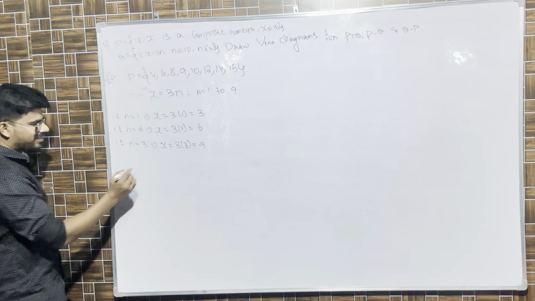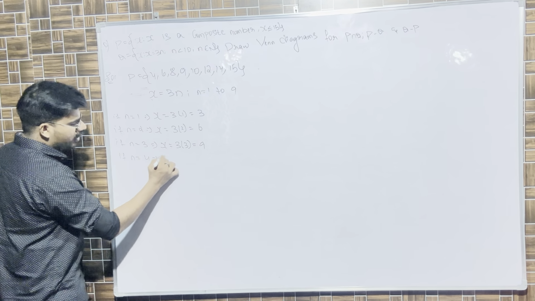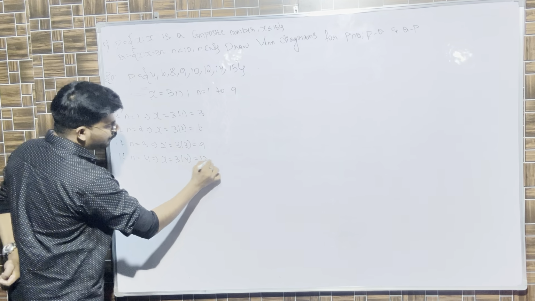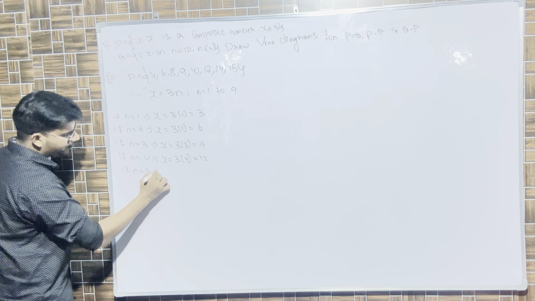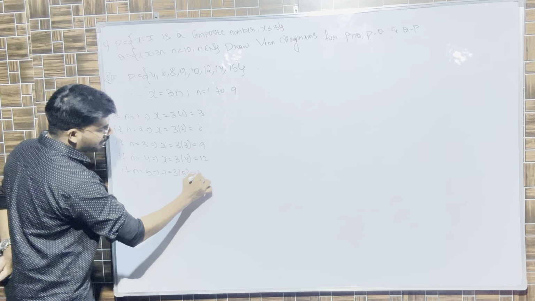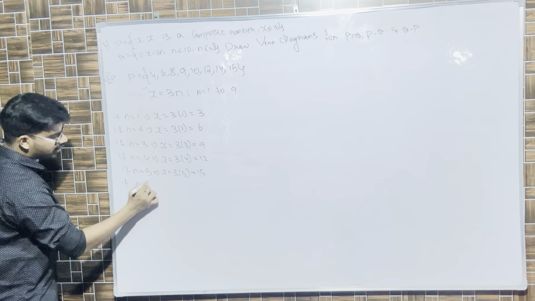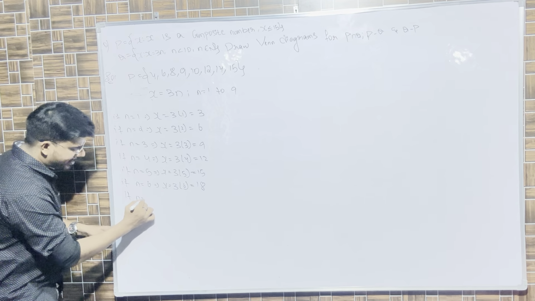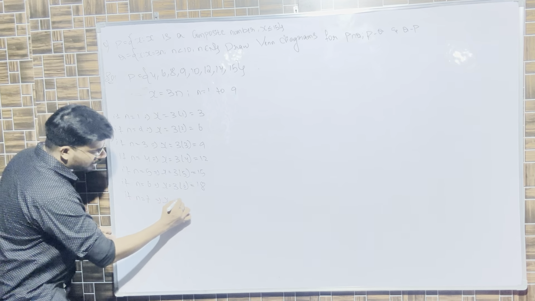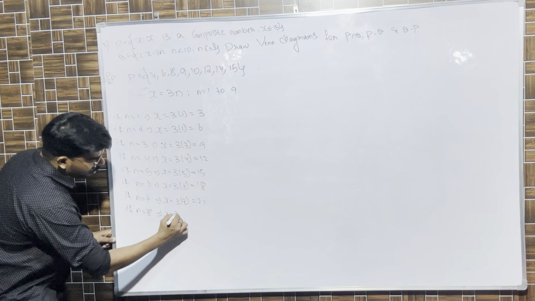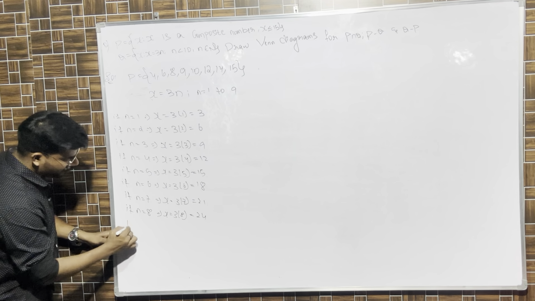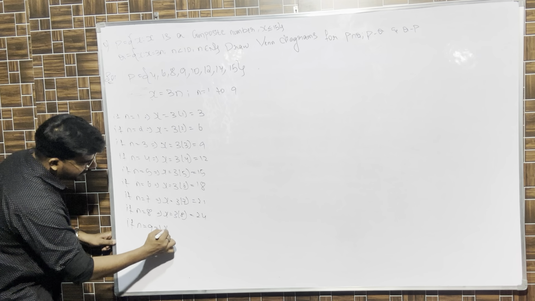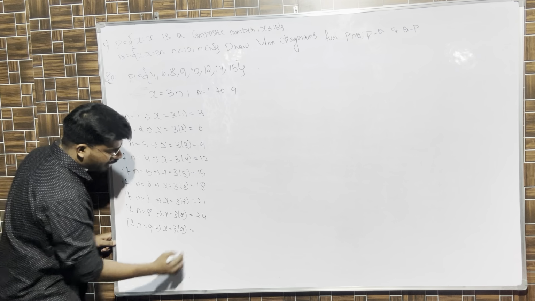So n is equal to 3, x is equal to 3 into 3, 9. Next, if n is equal to 4, x is equal to 3 into 4, 3 4s 12. If n is equal to 5, x is equal to 3 into 5, 15. If n is equal to 6, x is equal to 3 into 6, 18. If n is equal to 7, x is equal to 3 into 7, 21. If n is equal to 8, x is equal to 3 into 8, 24. If n is equal to 9, x is equal to 3 into 9, 27.